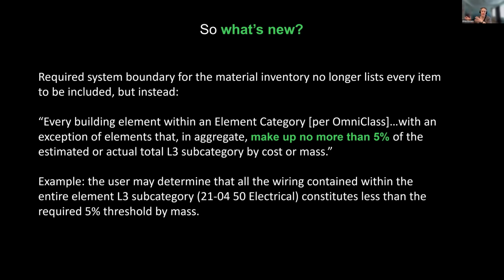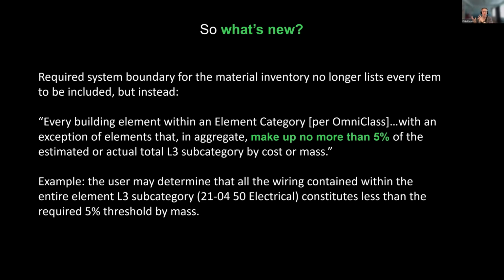And what we've done is we've taken an OmniClass based table and said everything that is considered L3 is essentially where we're drawing a cutoff in terms of level of detail for categories of stuff. And then everything within that category must be accounted for up to about 95% of it. So you can exclude up to 5% of each L3 OmniClass category. For example, if you're in the electrical subcategory, which is at L3, you might choose to exclude all of your wiring because your project team has determined that it makes up less than 5% of that subcategory's mass, right?